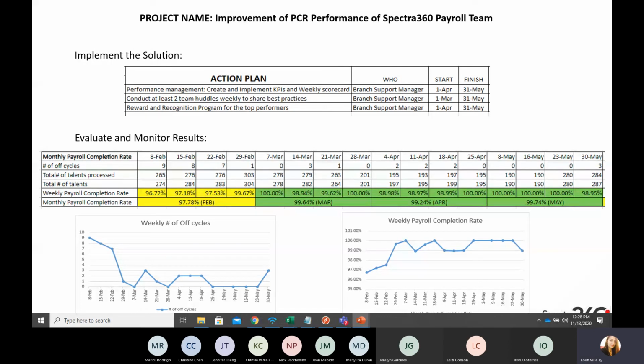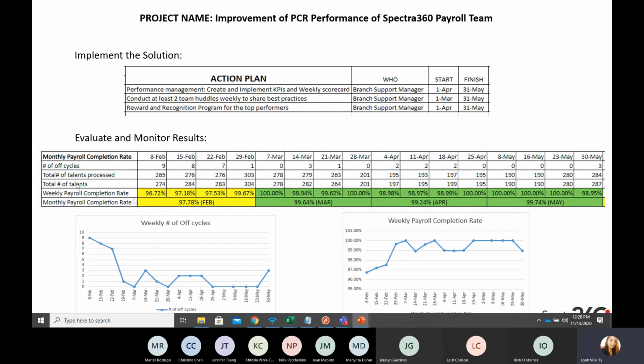Okay, so the next part would be implementing the solution. This is still in the improve phase. So you have to implement the solution. Remember I told you I will implement solutions out of 4. So I create the action plan. I listed all the solutions down. Who takes charge of the solutions? It's me, with the start date and the finish date. You need to have the start date and the finish date. Why? Because after the finish date, you need to evaluate the results and in order to control that as well later on.